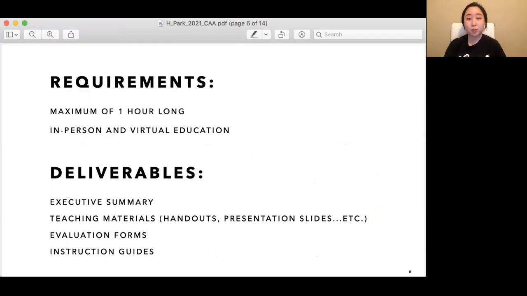Each student was required to design one design thinking exercise, and the final design deliverables include the executive summary of the proposed exercises, or the teaching materials, evaluation forms, and instruction guides. In order to develop design thinking exercise for medical students, my graduate students had to study 2 things first: design thinking and the existing medical education.